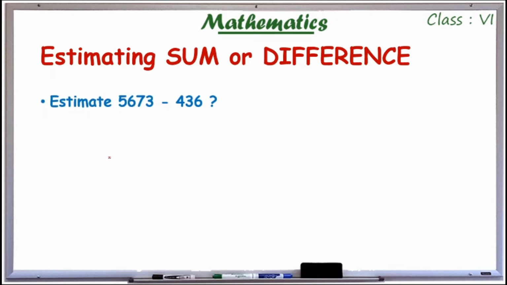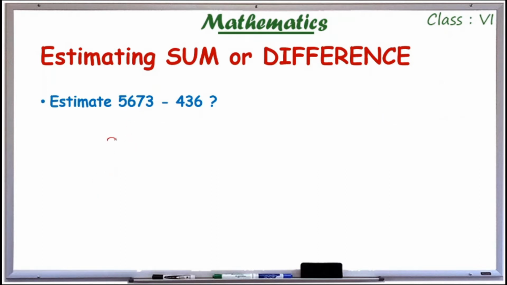For the next question, estimate 5673 minus 436. So what is the first step? Look for the smaller number. Here the smaller number is 436. So I have to round, or estimate, to its nearest 100. For both numbers I have to estimate to the nearest 100.